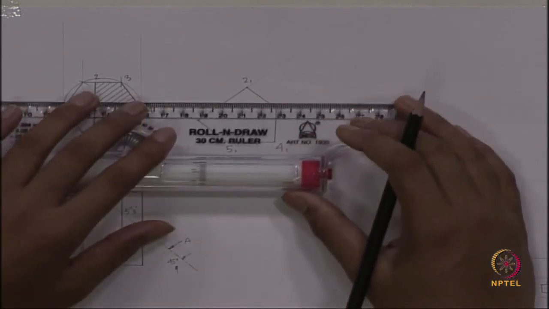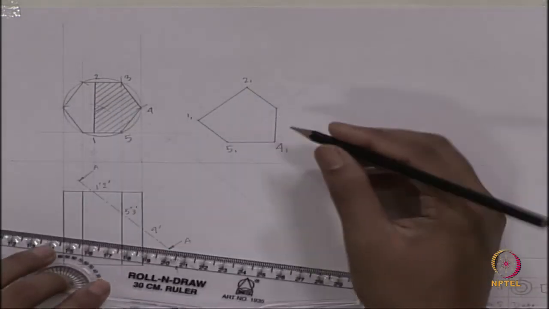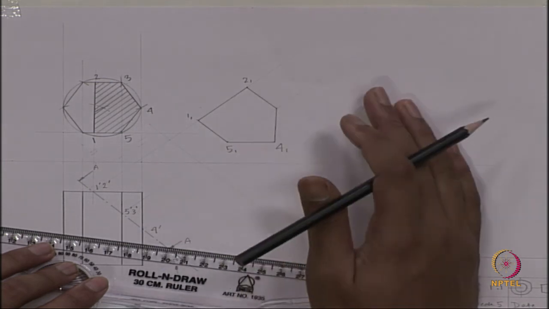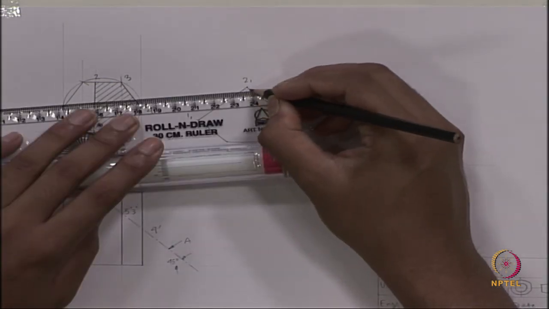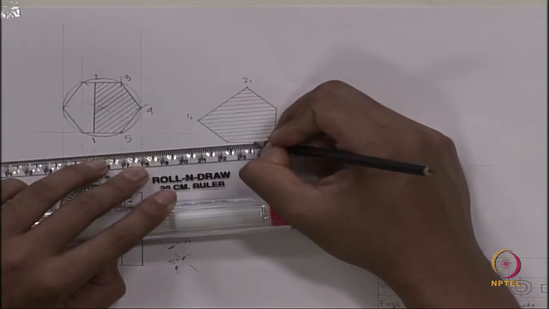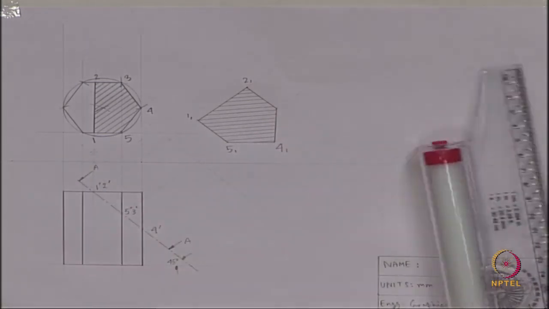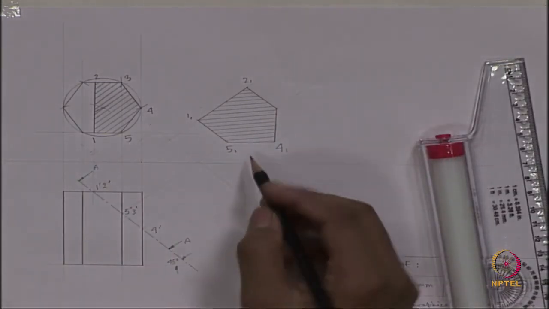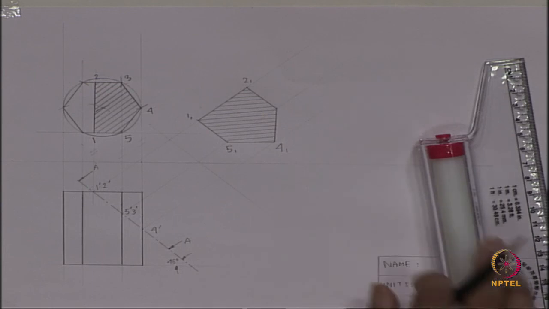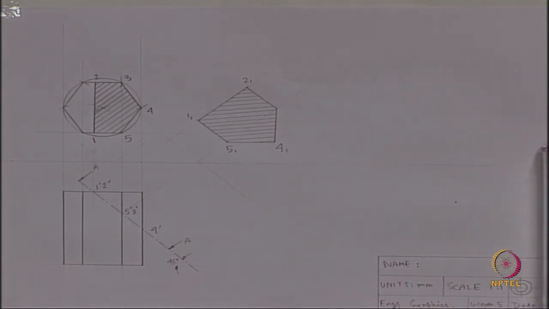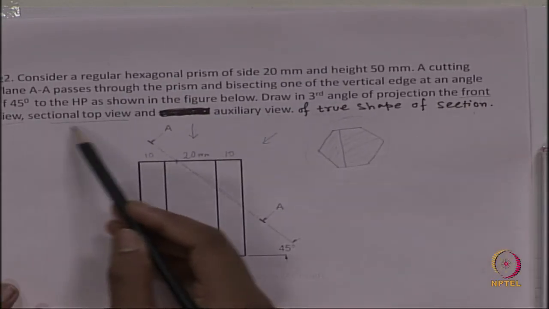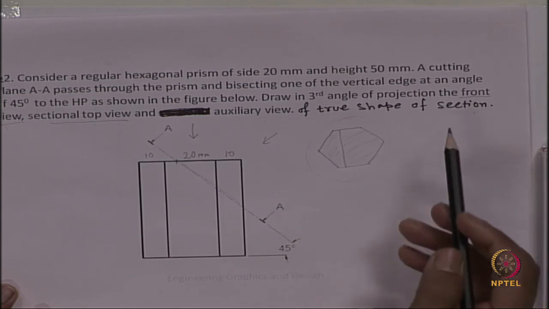and we will show the section in such a way that the section lines should not be parallel with any of the outlines. It should not be parallel. We have drawn the sectioning even for the auxiliary view also. So, now I think we have got every component we need. We needed the front view, sectional top view and auxiliary view of the true shape of section.